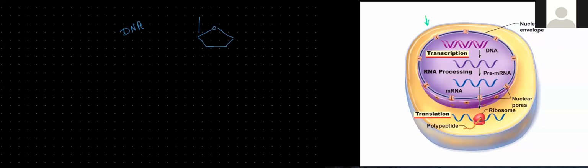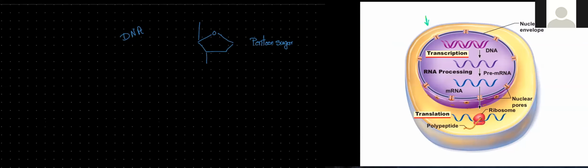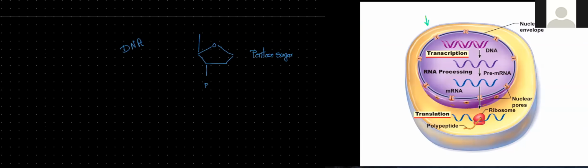Nucleotides are going to be formed of a pentose sugar. Penta means 5, so it's a 5-carbon sugar. Attached to which we've got a phosphate group on one side, and on the other side here, attached to the pentose sugar, we've got a base, a nitrogen containing base.